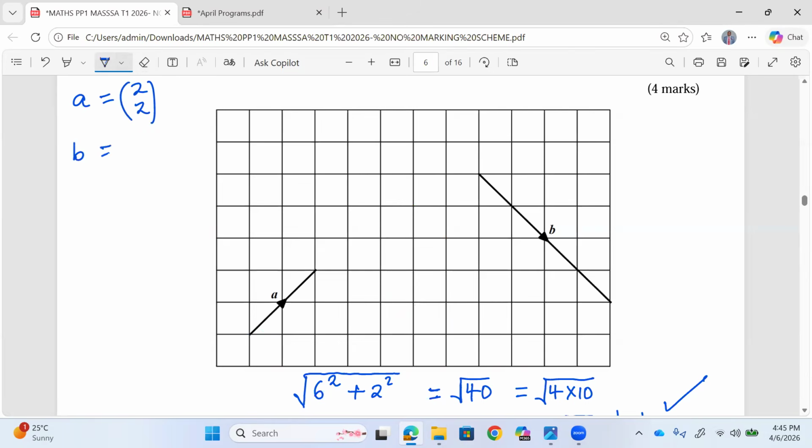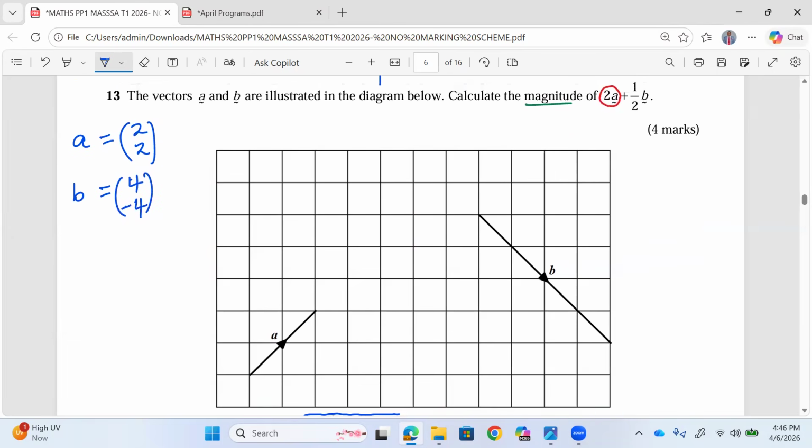Then vector B as a column vector. We start with the x, so horizontally, we have 4 units. And now, vertically, we are moving downwards 4 units. So when we are moving downwards, you give it a negative 4 units. In case it was upwards, we would have taken it as positive.